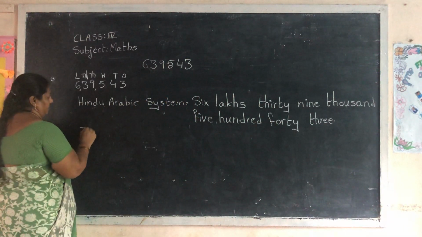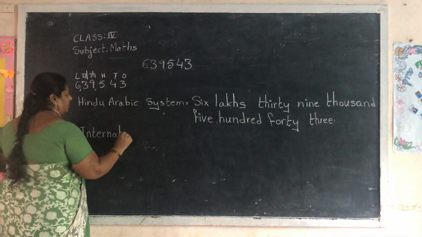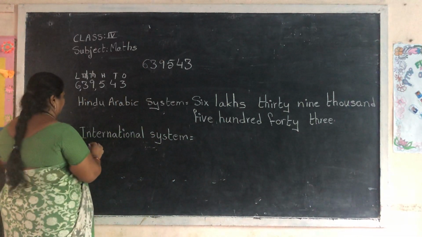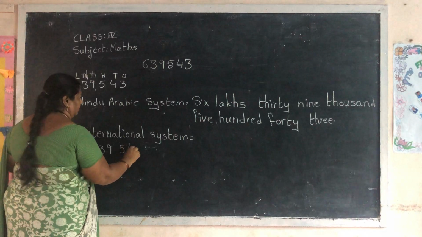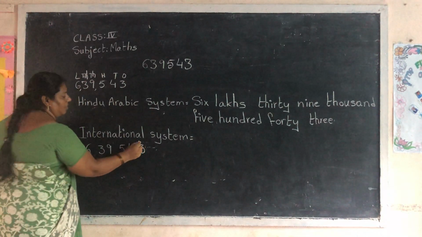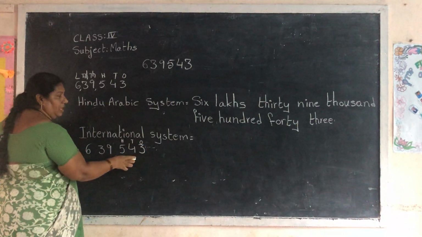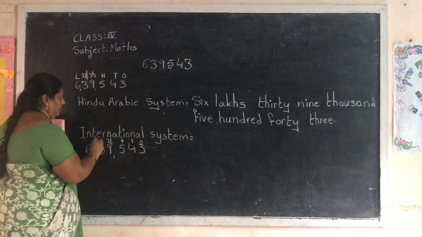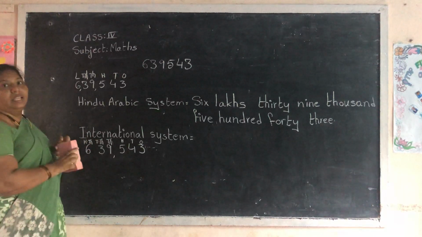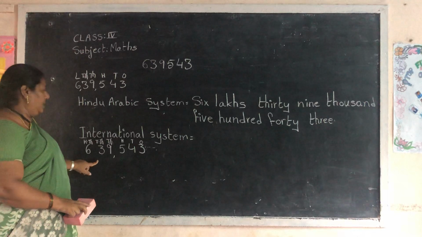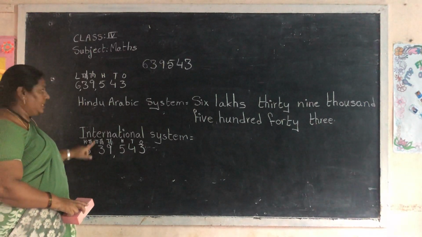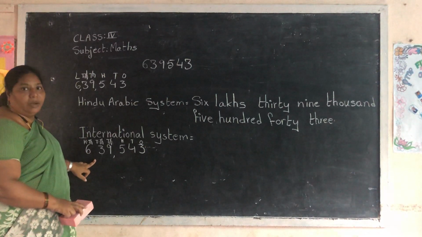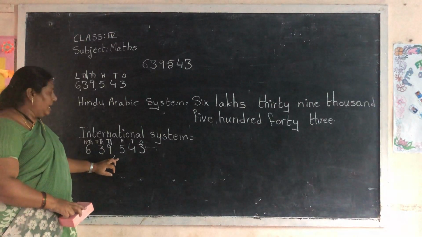Now, the international system. Ones, tens, hundreds: three places in the ones period. Next, thousand, 10,000, 100,000. These three places are in one period only. That is the thousands period, so don't give a comma here. That is the difference between the Indo-Arabic system and the international system. So these three places are in one period only, say and write at a time. 639,000.